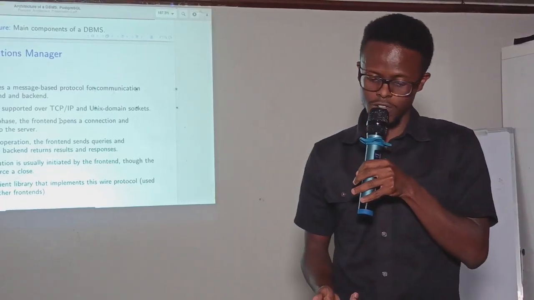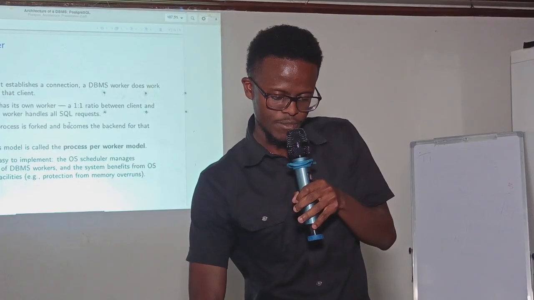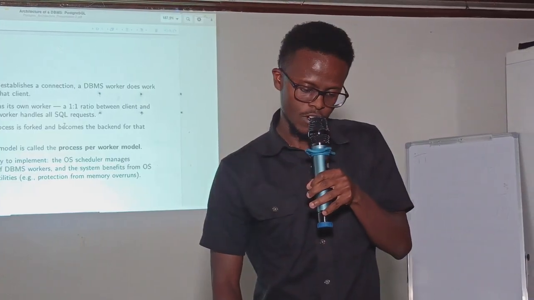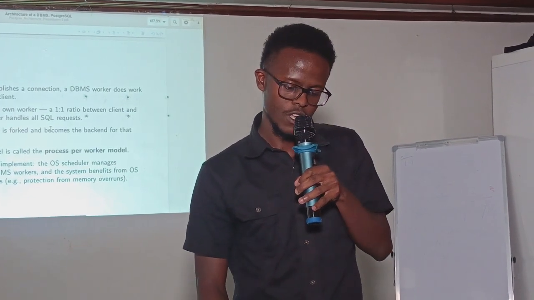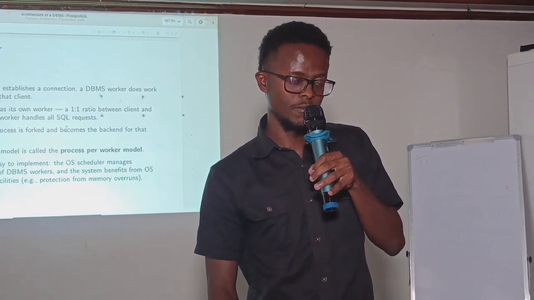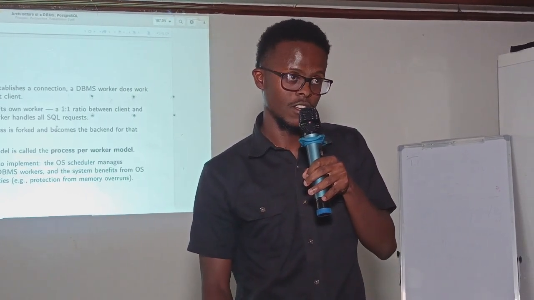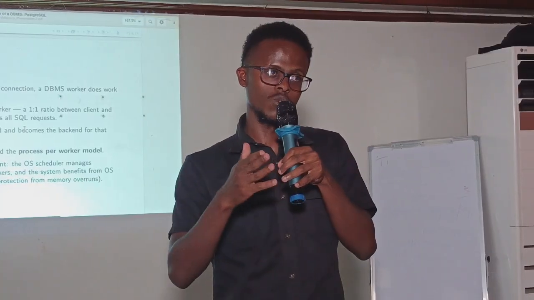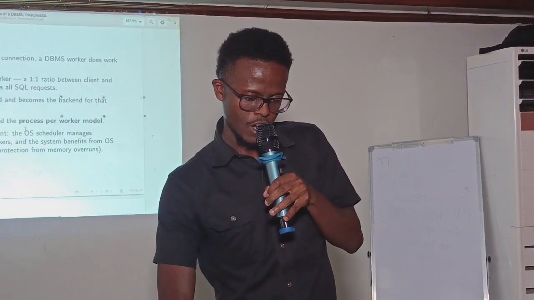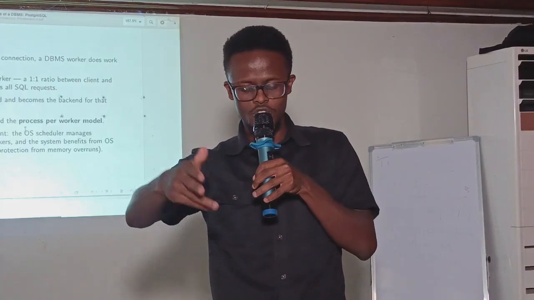We've established a connection. The next thing now is looking at how the process and resources are managed. Once a client establishes a connection, the database management system has a worker which does work on behalf of the client. So your client maps to a database management worker, a DBMS worker. A 1:1 ratio exists between the client and the worker. Each connection is mapped to its own process.